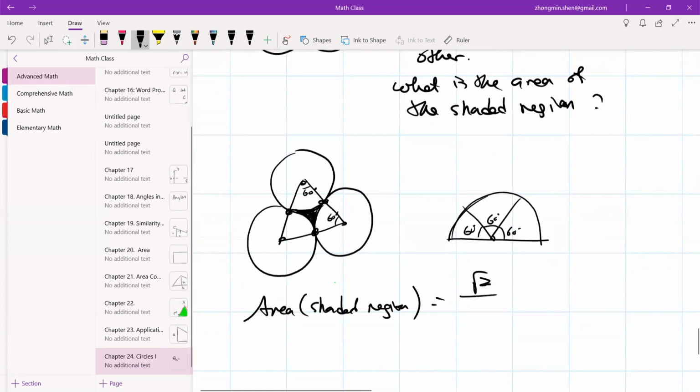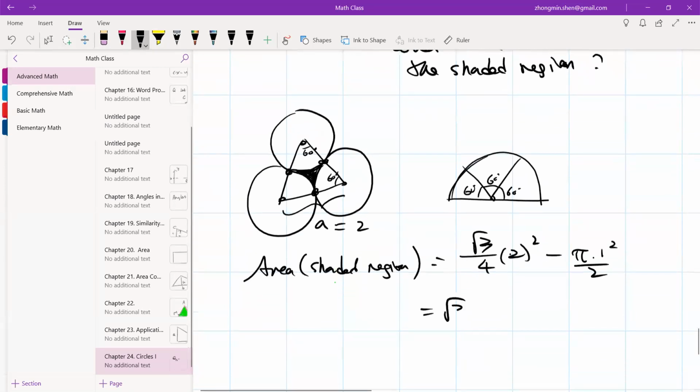region is going to be the area of the equilateral triangle. Equilateral triangle, A is going to be 2, right? A is going to be 2, so 2 squared, minus the area of the 3 sectors, which form a semicircle. So it's pi r squared divided by 2, semicircle, that's it. So you are going to get square root of 3 minus pi over 2, which is a positive number. Why positive number? Square root of 3 is 1.7 something, right?